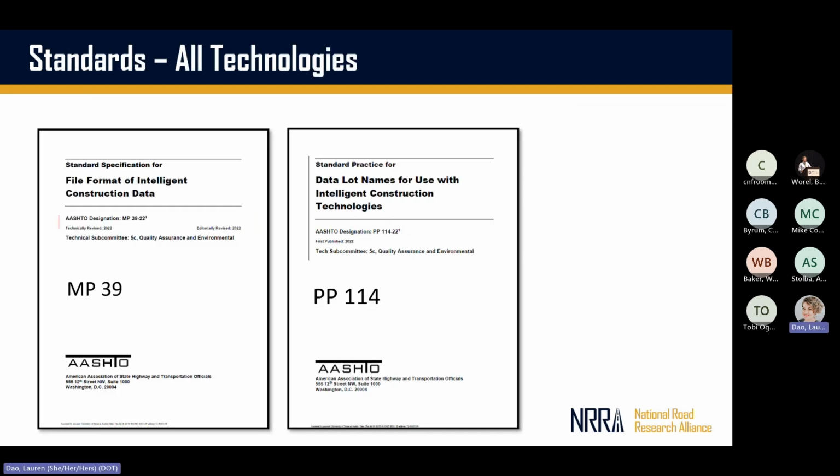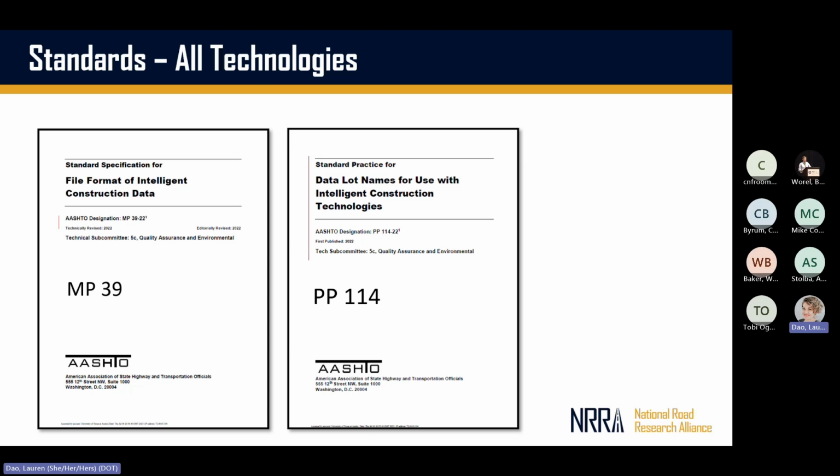Okay, there's AASHTO standards for these technologies. These two I'm showing here are going to be global standards that apply to all of the intelligent construction technologies. These ones are really important. They've been around for a while. That first one, MP39, is the standard data format. If you have geospatial quality construction data and you're following the standard, that means it's going to be compatible with data and with some of the other technologies that we're already using. And then the PP 114 is really important too.